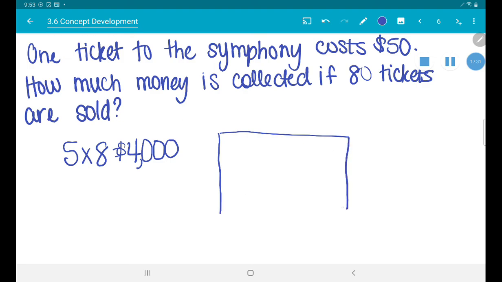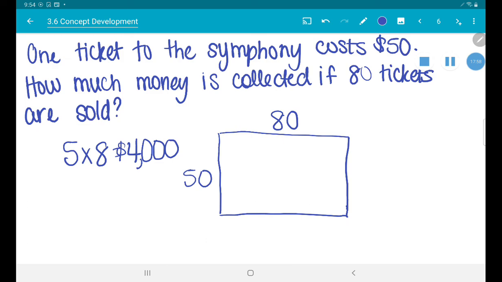Justice, I see you had an area model drawn. What did you put on your biggest side of your area model? 80. What did you put on the smaller side? 50. So, Jaden, you had an area model also. What did you do to solve 50 times 80? I did it wrong. Okay, so tell me what you would have done. Well, first I would put the 80 on top. This is supposed to be 50. That's where you messed up.